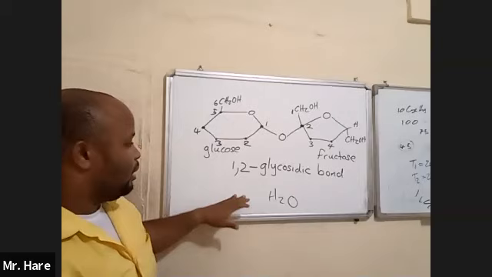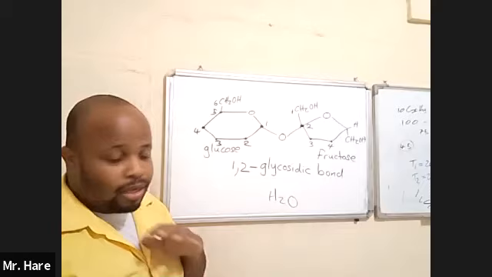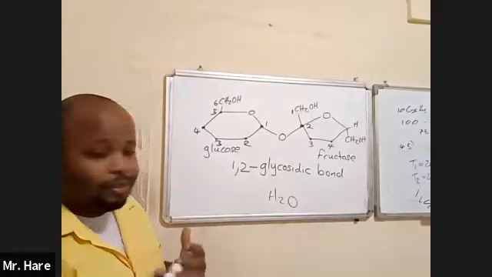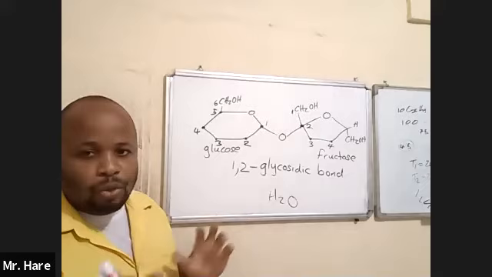Any sugar bond is called a glycosidic bond. So there is starch, cellulose, maltose. Any sugar bond, once it's formed, is a glycosidic bond. And the numbers tell the two carbon atoms that are in the bond. So this is sucrose.